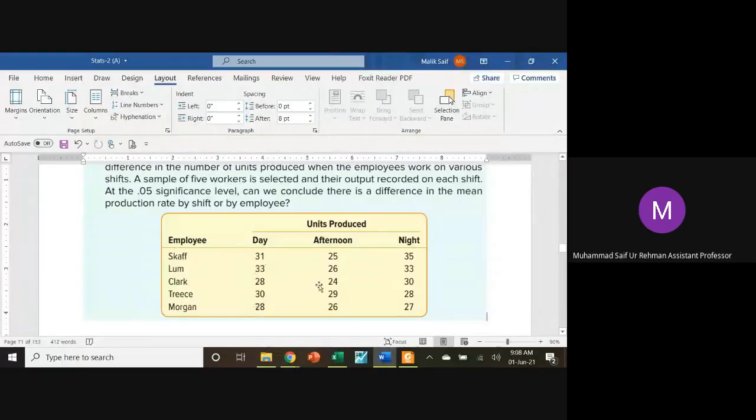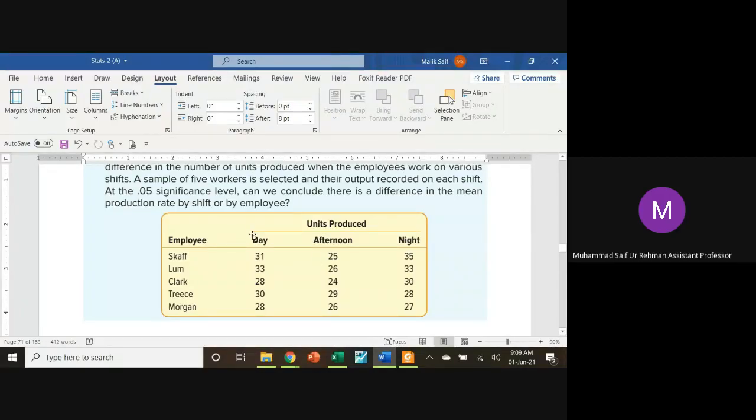and similarly, these are the productions during the afternoon shift. So we add these and find the average production, and similarly these values. And if you add the values written in the rows, for example, 31 plus 25 plus 35, definitely for these three there will be some other mean. So on average, you will have some average for each employee's production, like this. The question is whether there is some difference in the mean production rate by shift.